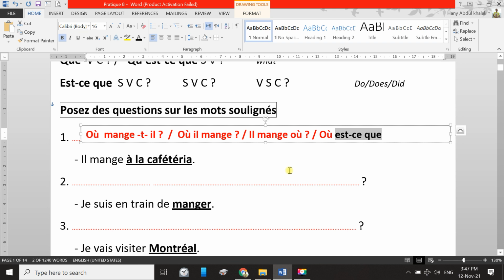Here we have something we call la langue soutenue and la langue standard. It's something for specialists, or for people who study the French language as a first language, or for specialists like professors. And then we say here, il mange. So here, où est-ce qu'il mange? Because of this vowel here, il, we have to cancel the e and add an apostrophe. So here, où est-ce qu'il mange? Où mange-t-il? Où il mange? Il mange où?